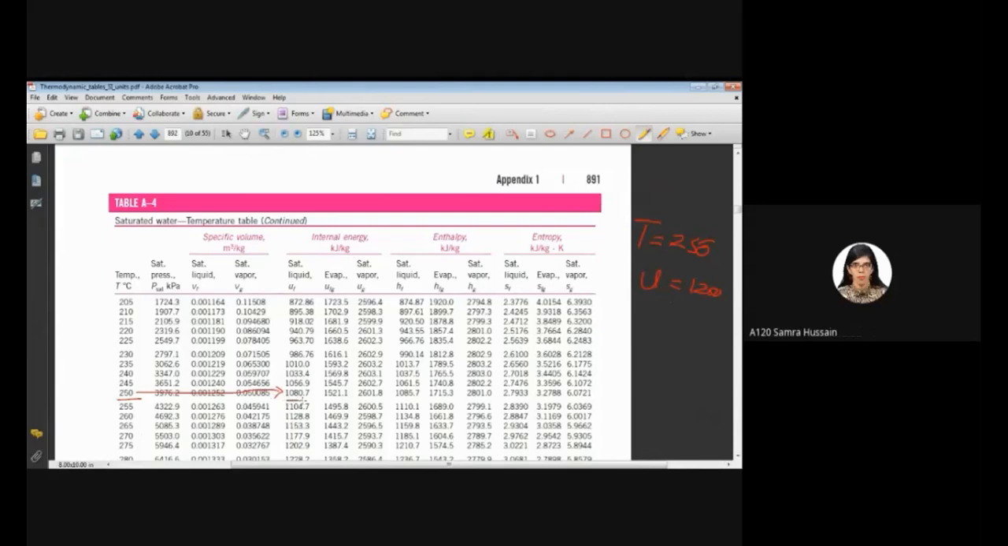Sir, we might be in the wrong table. Do you think our U value is not in between UF and UG? Sir, the table is right, because our U value is 1200 and it is between UF and UG. UF was 1080, UG is 2601. Our value is 1200, so it's between. So it's okay, it's supposed to be this one.